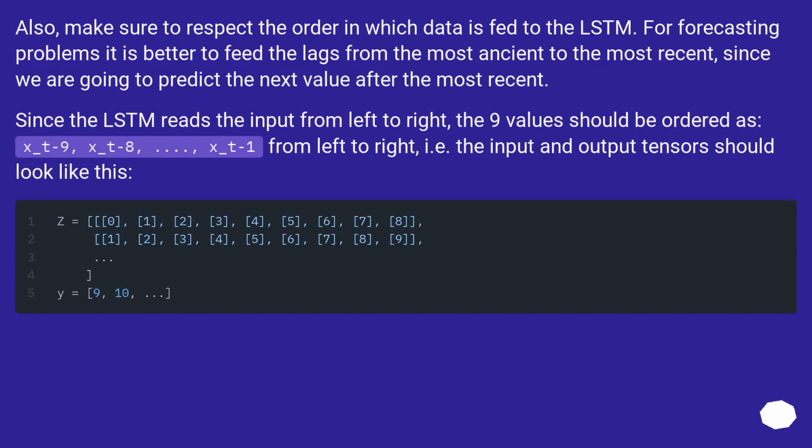Also, make sure to respect the order in which data is fed to the LSTM. For forecasting problems, it is better to feed the lags from the most ancient to the most recent, since we are going to predict the next value after the most recent. Since the LSTM reads the input from left to right, the 9 values should be ordered as x_t9, x_t8, ... x_t1 from left to right, i.e. the input and output tensors should look like this.